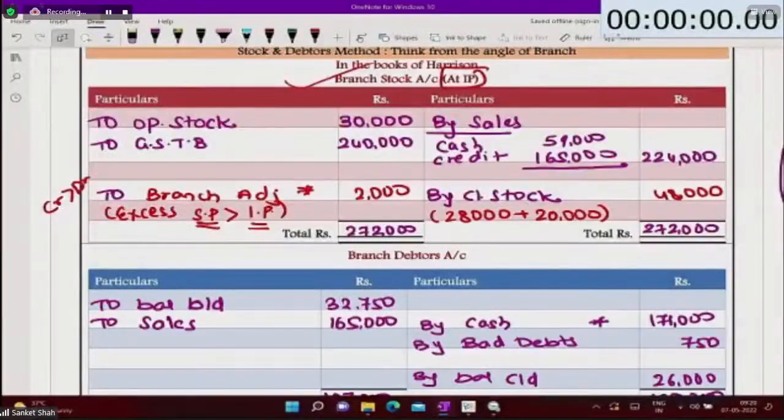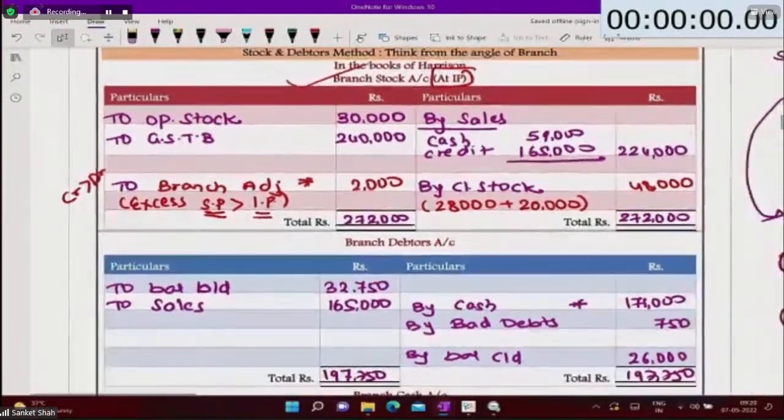You can take a screenshot if you want. 197,750.